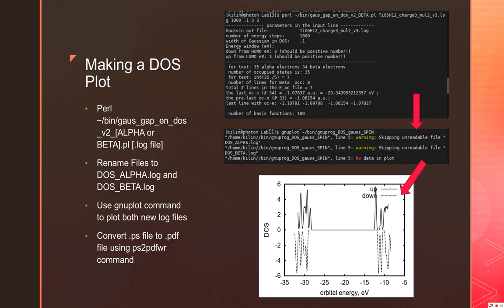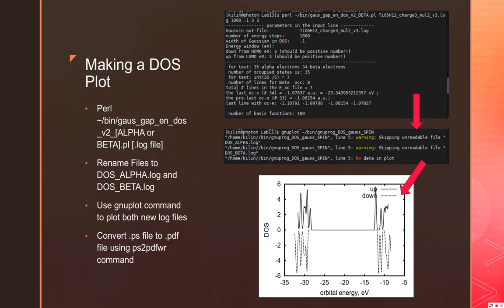For the code that we're using to generate the plot, it needs to have input files named DOS_alpha and DOS_beta. So you need to make sure to rename your files to those, or else it won't work, as shown in the second picture where it says warning skipping unreadable file and no data in plot. So make sure that you rename your files to DOS_alpha and DOS_beta.